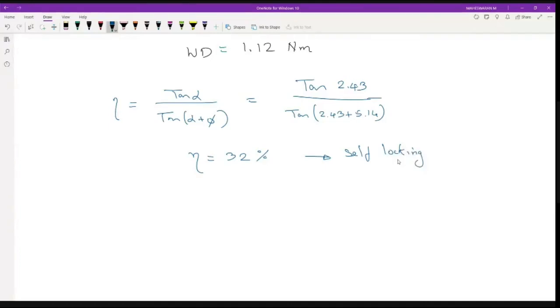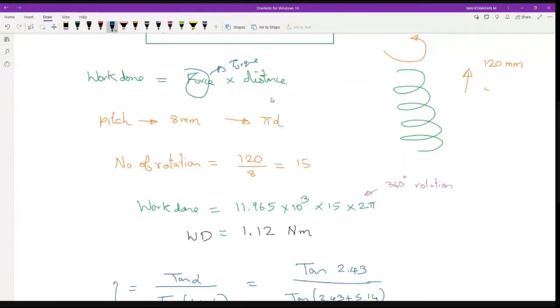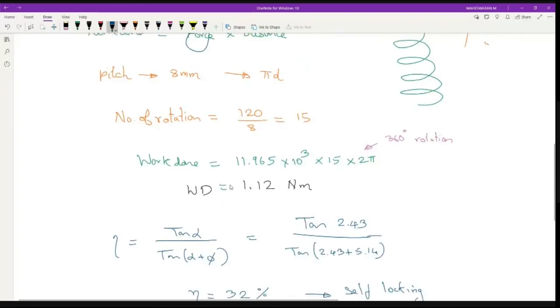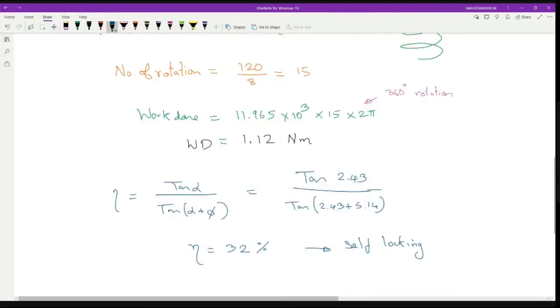Any doubts on this? No, sir. Okay. That completes this screw jack topic. Next class we will discuss clutch, the different types of clutch, and we will try to solve some problems related to that. Okay, thank you. We will meet tomorrow.